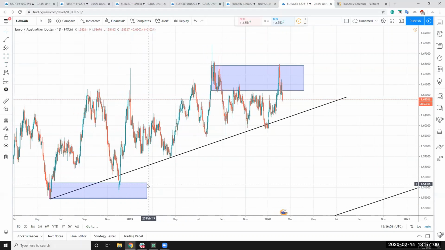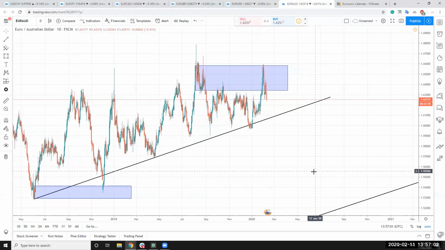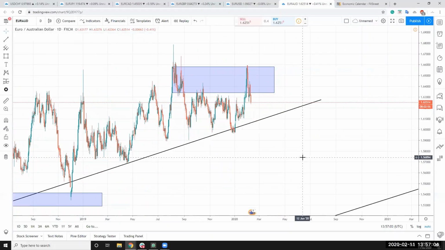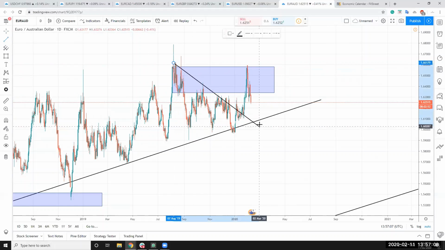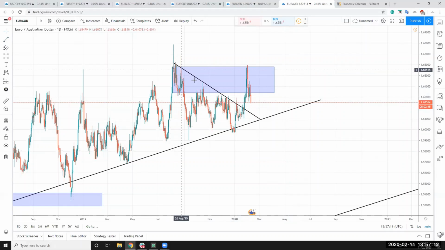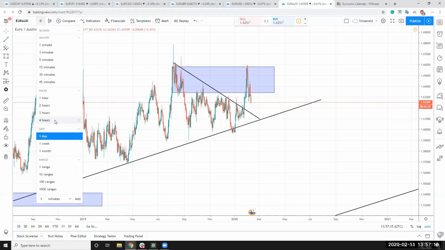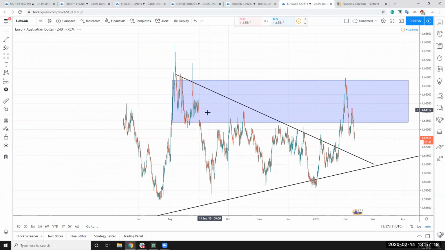Yeah, so where is the market going? So also another trend line. Go lower into the lower time frame.